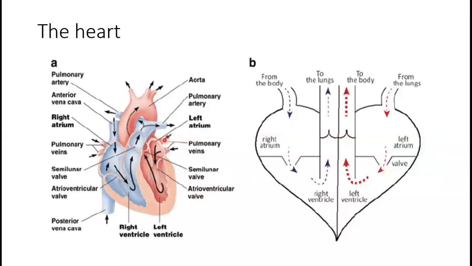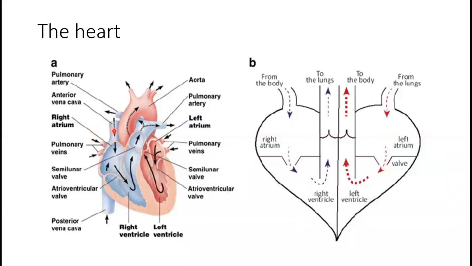You can see these are pulmonary veins. Pulmonary veins are the veins which come from the lungs and take the oxygenated blood to the left side of the heart. And this is the posterior vena cava. Posterior vena cava collects the deoxygenated blood from the lower body.